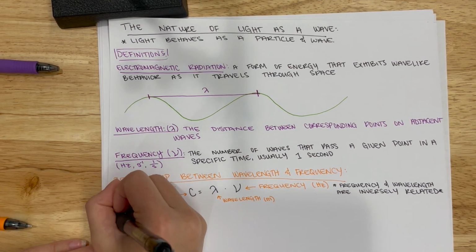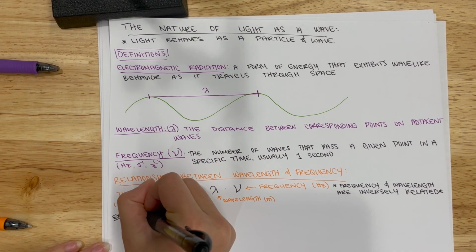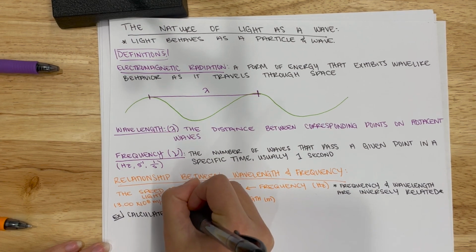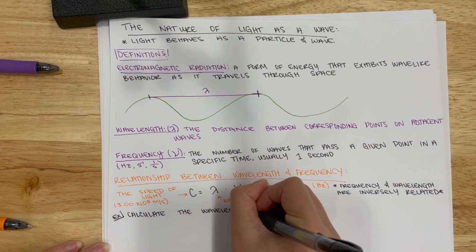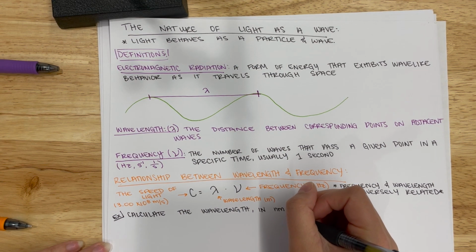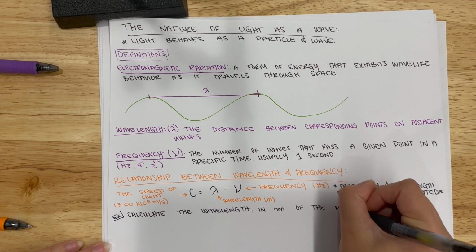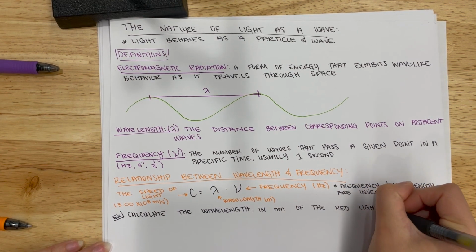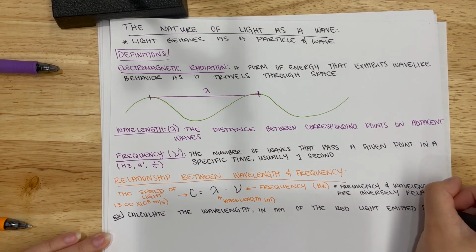So we're going to do one example where we look at this. Our example is: calculate the wavelength in nanometers of the red light emitted by a barcode scanner.